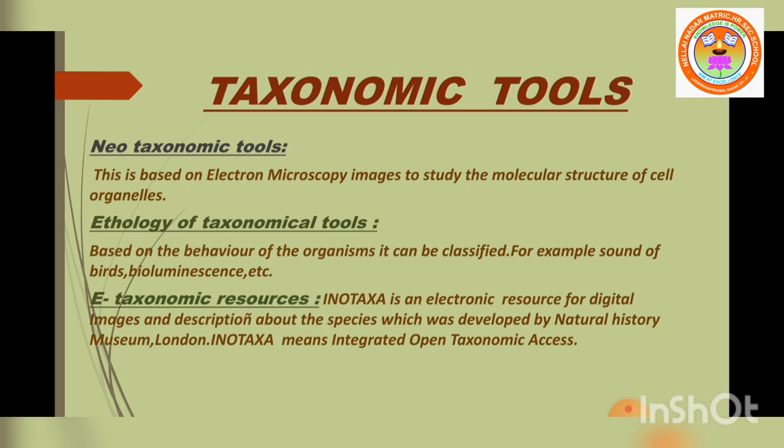So far we discussed taxonomic tools, tools for the study of taxonomy, which includes classical taxonomic tools, molecular taxonomic tools, automated species identification tools. So classical taxonomic tools, today we discussed taxonomical keys, museum, zoological parks, marine parks, printed taxonomical tools. Then molecular taxonomic tools, we discussed DNA barcoding, DNA hybridization, DNA fingerprinting, RFLP and PCR.